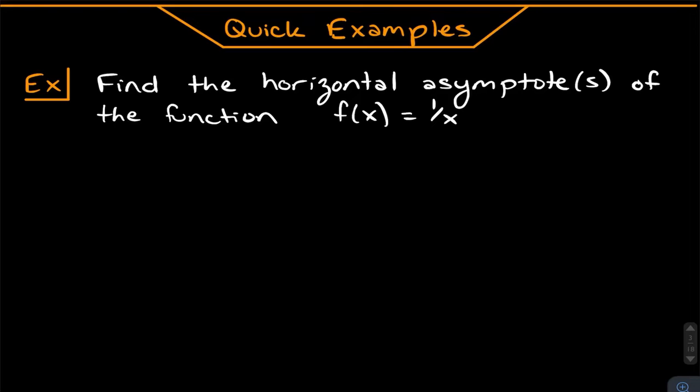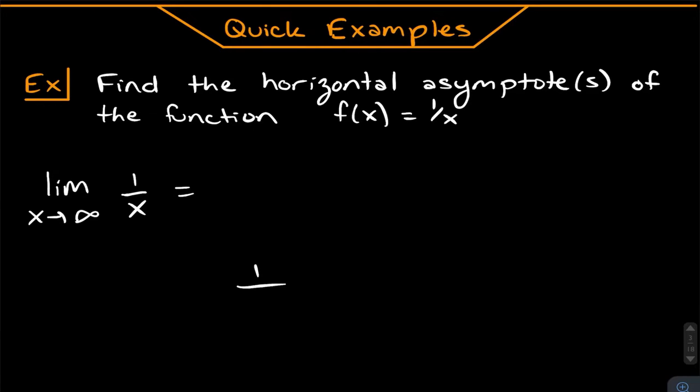So first we'll start off by taking the limit as x approaches infinity of 1 over x, right? We want to see if there is a horizontal asymptote in this graph as x goes to infinity, okay? And I'll show you what that means graphically in just a second. Well, let's think here. As x goes to infinity, what happens to 1 over x? Well, the denominator here would be getting bigger and bigger and bigger, right?